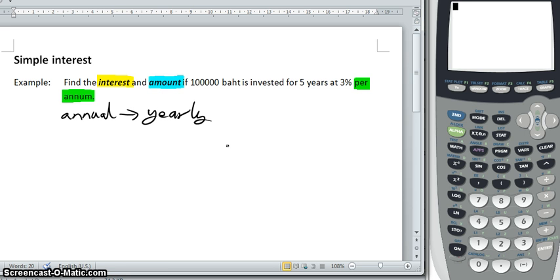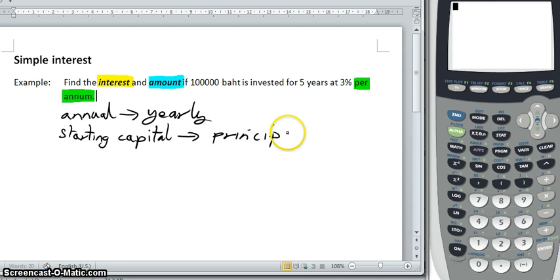with 100,000. Okay, now the starting money, the starting capital, if you like, has a particular name. This is called the principal. This is not boss of a school, this is the principal, and that's what we're starting with, which in this case then is 100,000 baht.